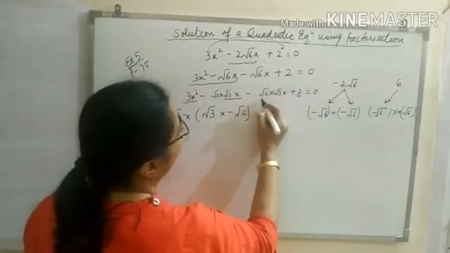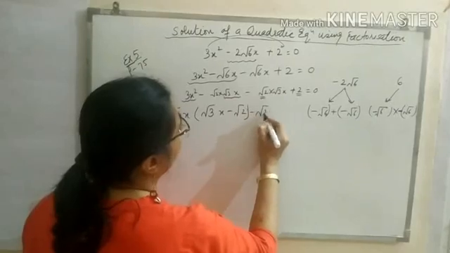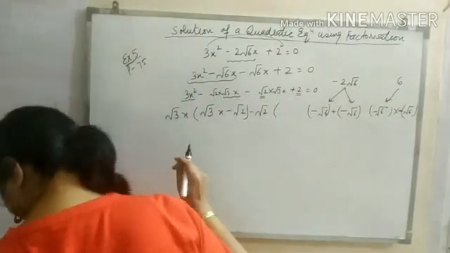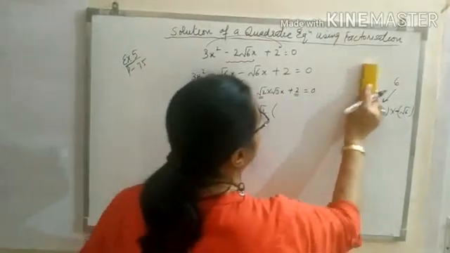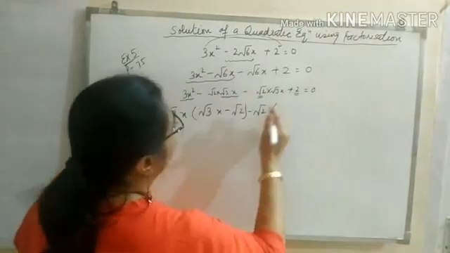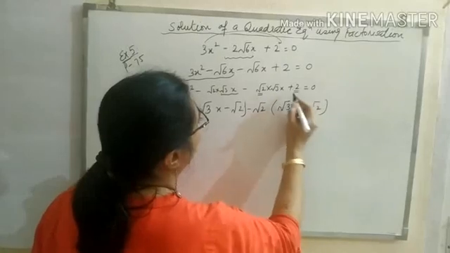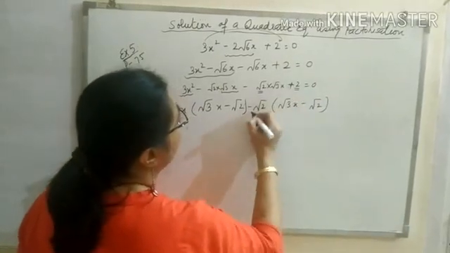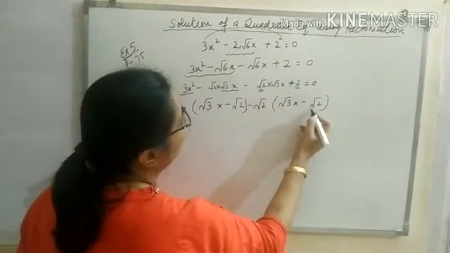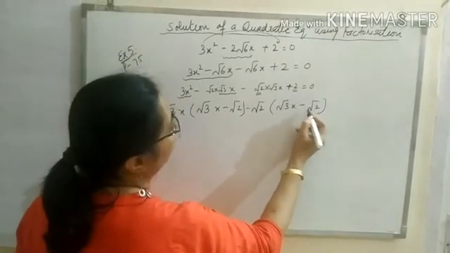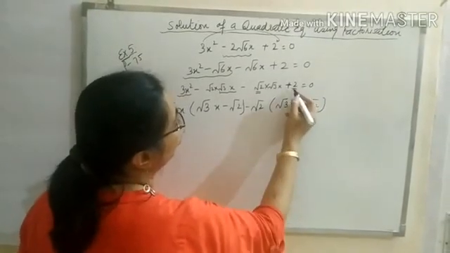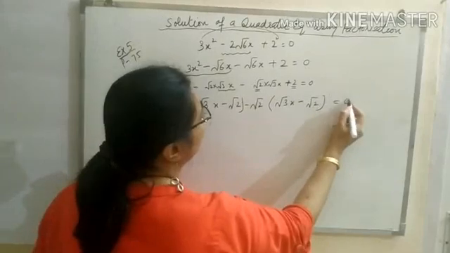Now from here, root 2 is taken common, and I am having root 3 x and minus root 2, because from here minus root 2 is taken common, so here we are having minus root 2 left. Minus minus plus root 2 gives you 2 equal to 0.